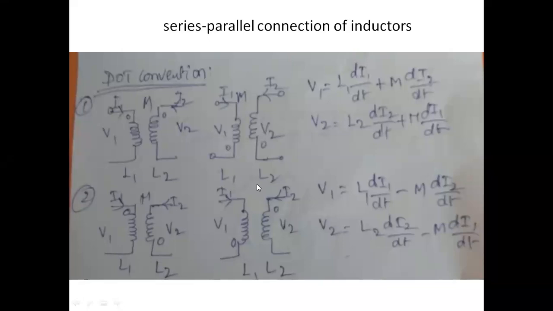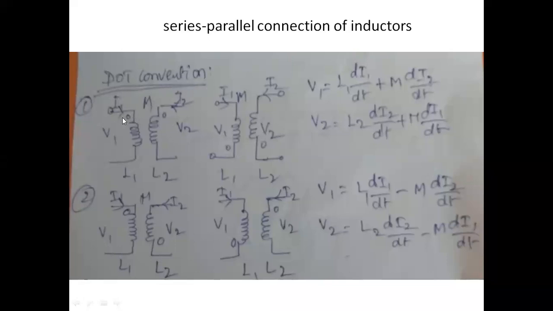Similarly, for capacitors, when the capacitors are connected in series, what is the equivalent capacitance value, and similarly the parallel capacitance value. Coming to inductors also, we have a representation of series and parallel combination, the series connection of inductors and the parallel connection of inductors. And before that we have one representation, that is the dot convention.